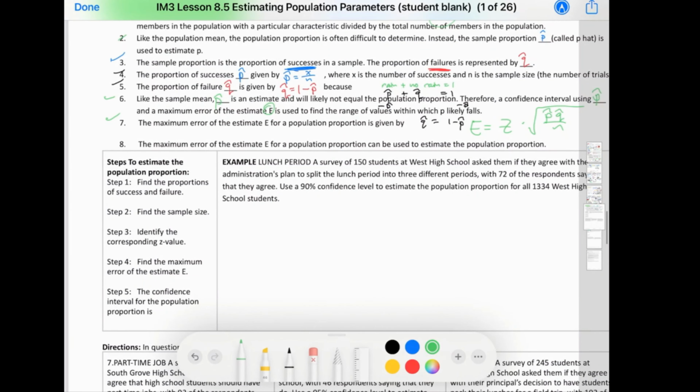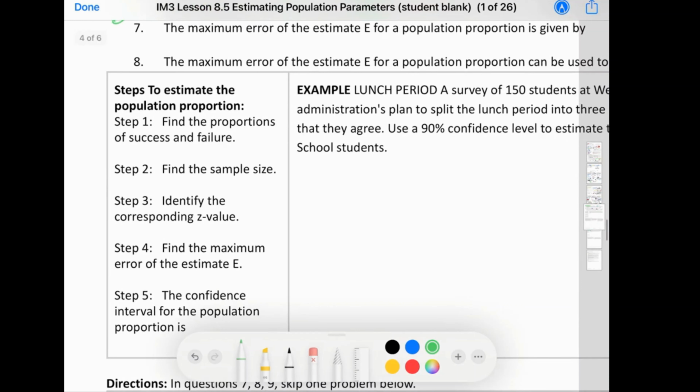And I have some steps below. All right, steps to estimate the population proportion. Finish number 8. Okay, number 1, find the proportions of success and failure. So what is that? That's P hat and Q hat. Remember, you add those together and it equals what? 1. Step 2, find the sample size.